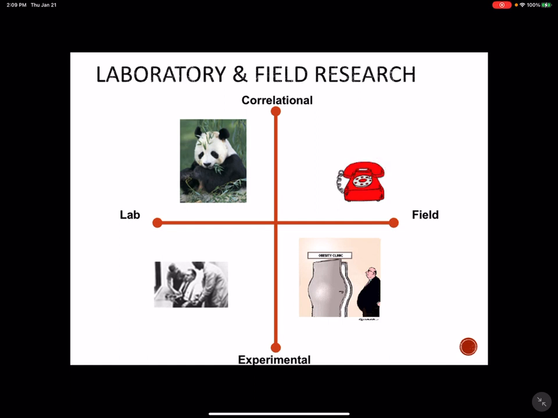And then the very last is an experimental study done in the field. So we know that the obesity study that we just talked about was done in the field. It was done on a beach, and it was experimental because the researcher manipulated the variable. The researcher manipulated the type of information the participants were given. So that's it. Bottom line is you tell the difference between correlational and experimental studies by identifying the variables and then determining whether the researcher manipulated the variables or not.